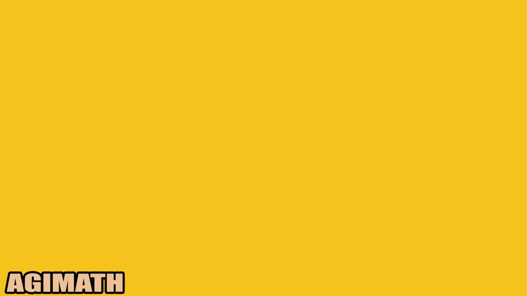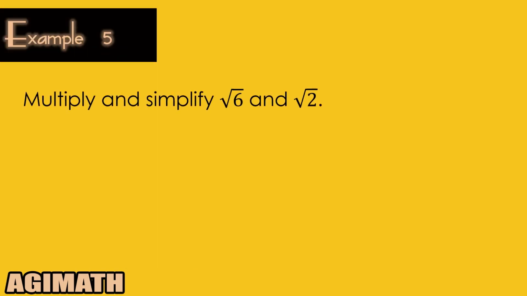Let's have example 5. Multiply and simplify square root of 6 and square root of 2. So operation is multiplication. So we write our expression, square root of 6 times square root of 2. First, we check the index or the order. Since the orders are the same, square root of 2, then we can proceed multiplying. So again, just apply the product rule for radicals. We can multiply it this way. We can have only one radical sign and then multiply 6 and 2. 6 times 2 is equal to 12.